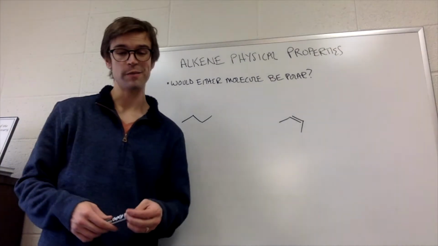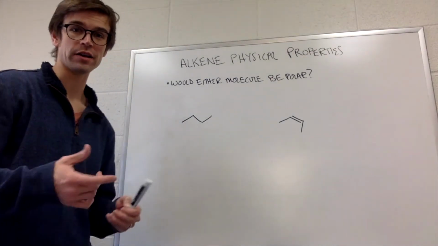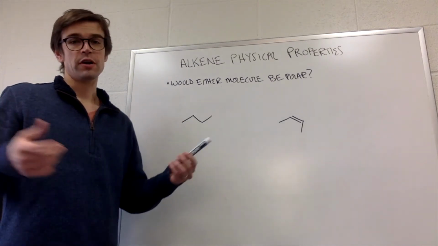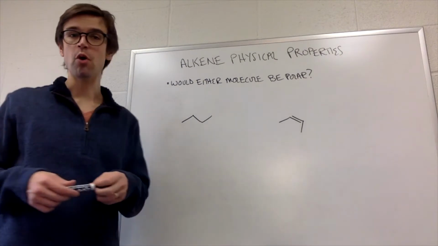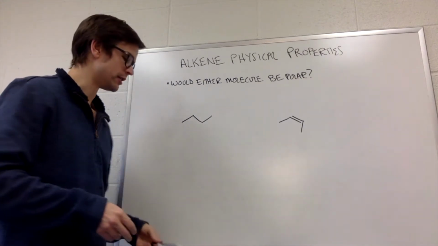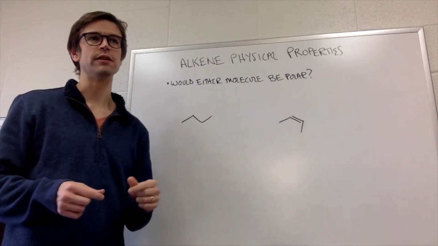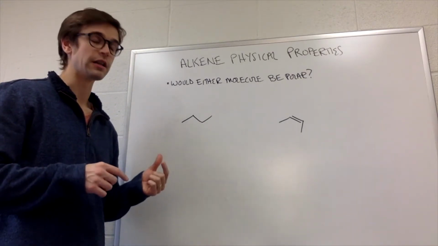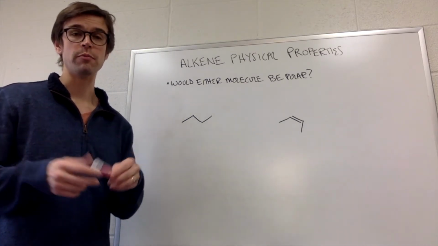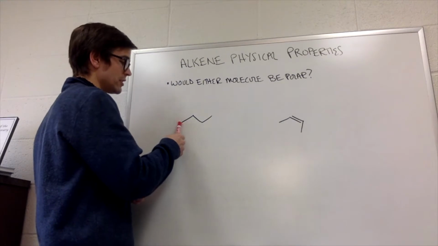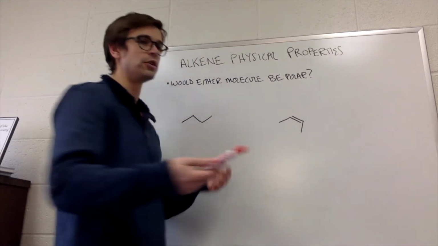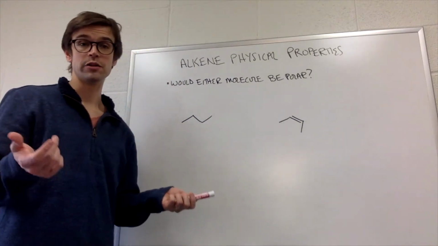All right, just a quick talk about alkene physical properties. So, put this question up here: would either of these molecules be polar? And I think the rule would be if there is a small enough difference in electronegativity of the atoms, it's technically considered a nonpolar bond. So this has all CHs; those are all nonpolar bonds, and we'd say this has all CHs too, and CCs, which we would also consider nonpolar.